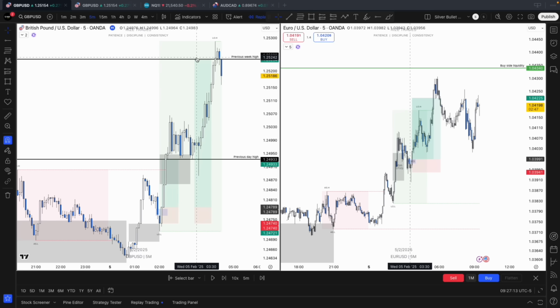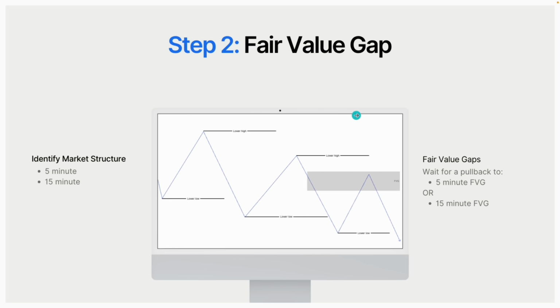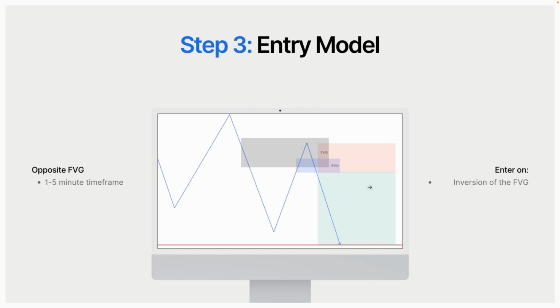The fact that we've been targeting that allowed us to potentially hold a trade for a total of 9R rather than just the 3R into previous day high. So once you've got your chart set up, we're on to step 2, fair value gaps. Identify market structure, 5 and 15 minute time frame. This is what we're trading with the RTC model. You're going to wait for a pullback to the 5 or 15 minute fair value gaps, and then you're going to trade from those using the confirmation of step 3, the entry model.